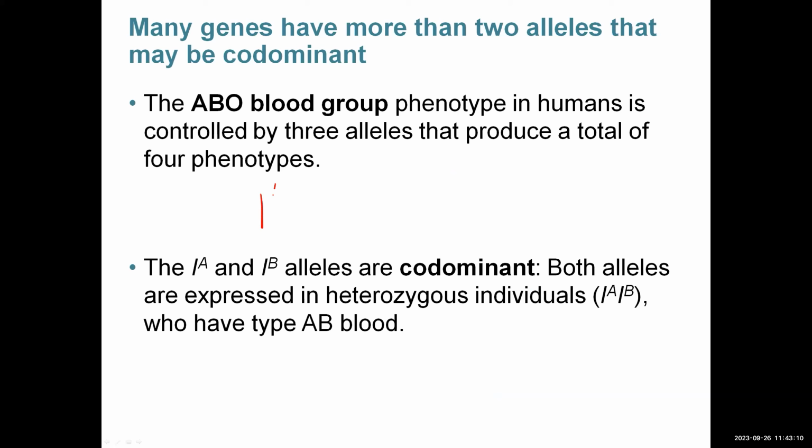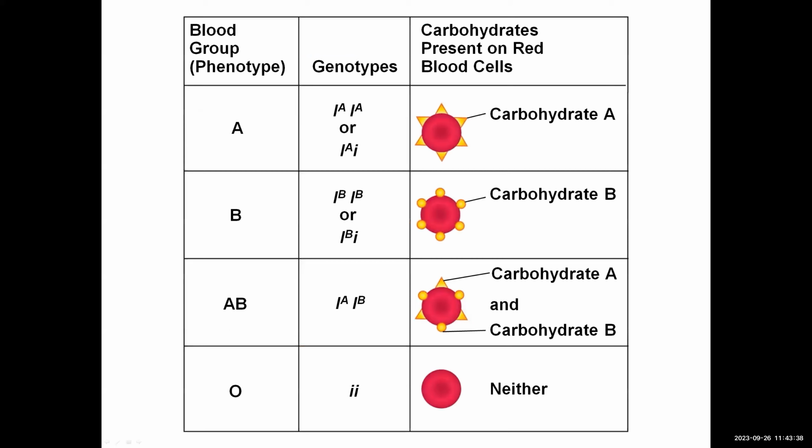The alleles are IA, IB, and lowercase i. Both of the A and B alleles are dominant to the lowercase i allele, but these two are codominant to each other, creating heterozygous individuals that display an AB phenotype, where both are equally expressed. This is because these genes and their alleles control which types of identifying markers are on the outside of blood cells.